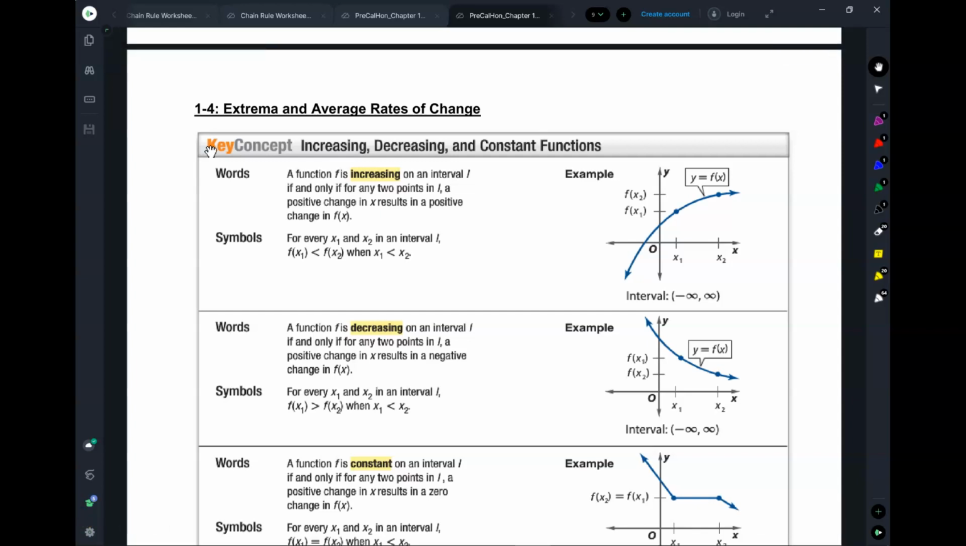Increasing, decreasing, and constant functions. So let's start with an increasing function.